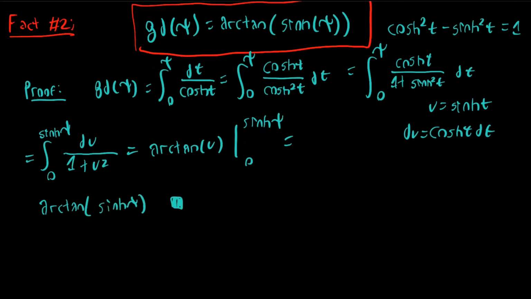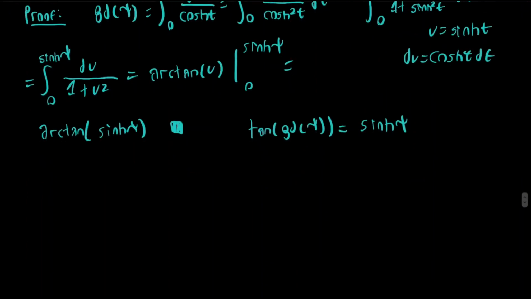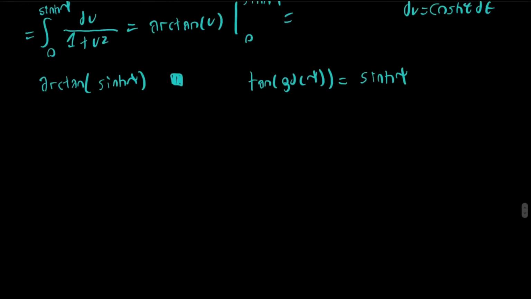And from this we can actually, by just applying the tangent to both sides, get that the tangent of the Gudermannian of psi is equal to the hyperbolic sine of psi, where of course psi is our hyperbolic angle. So what does this mean geometrically? Let's try to interpret this result.